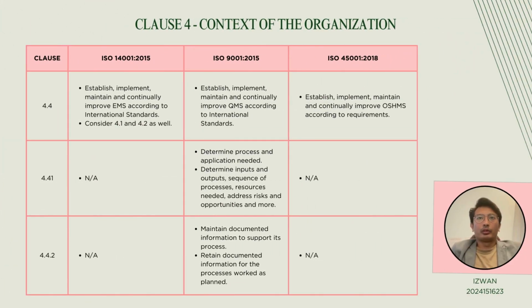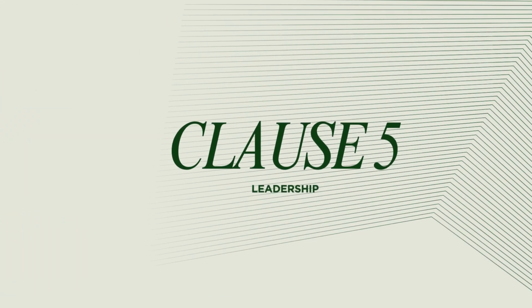Next, we go to clause 4.4, which is the EMS, QMS and OHSMS. For ISO 14001, establish, implement, maintain and continually improve the EMS according to international standards. While for ISO 9001, establish, implement, maintain and continually improve the QMS according to the international standard. And the last one is ISO 45001: establish, implement, maintain and continually improve the OHSMS according to requirements.